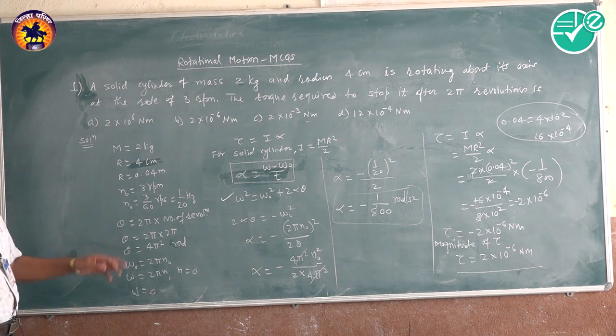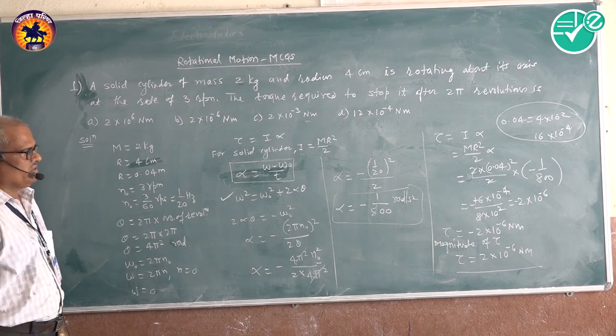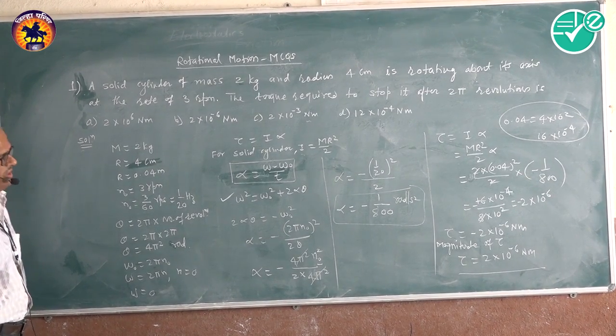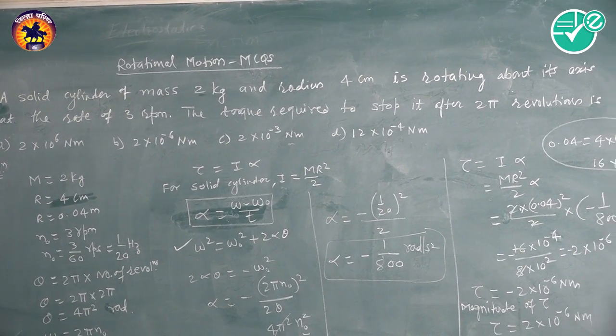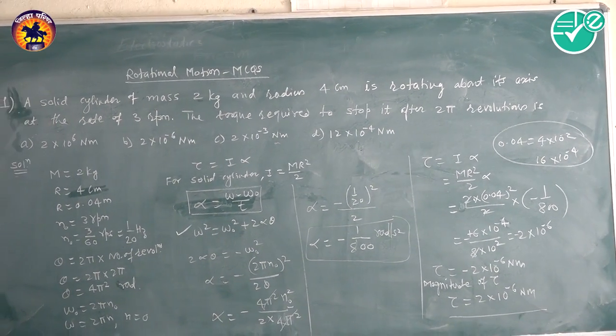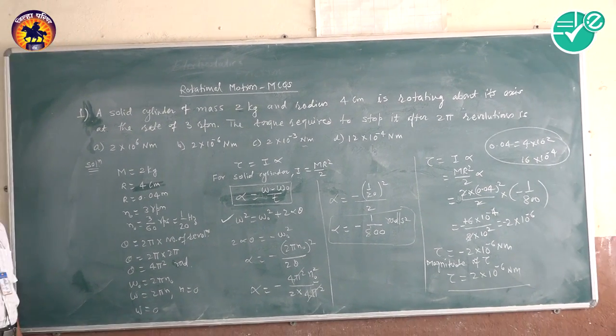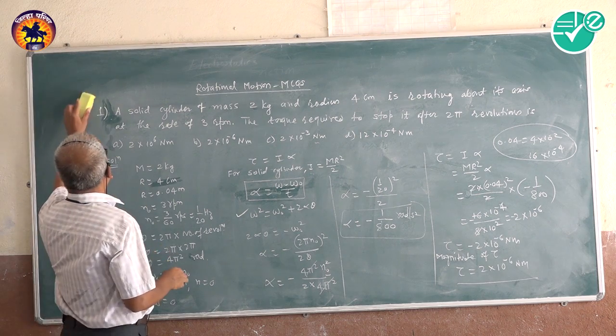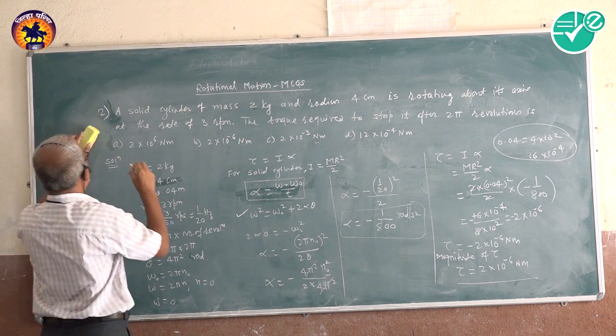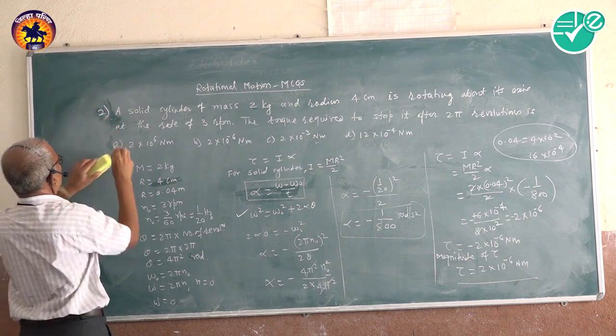2 into 10 raised to minus 6 Newton meter is the answer of this MCQ. So the correct answer is option B, 2 into 10 raised to minus 6 Newton meter. Now we will solve another MCQ.